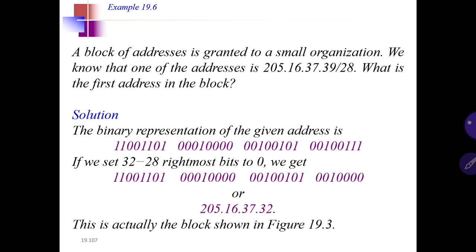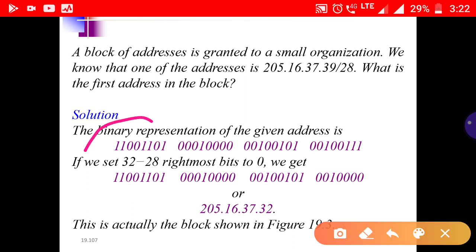A block of addresses is granted to a small organization. We know that one of the addresses is 205.16.37.39/28. What is the first address in the block? First, write down the given address in binary form. 205 equivalent is 11001101. Then the binary equivalents of 16, 37, and 39.